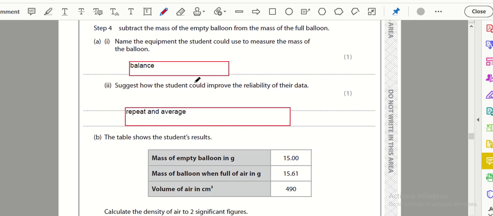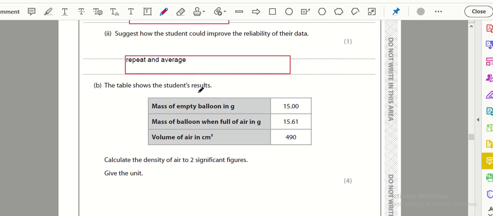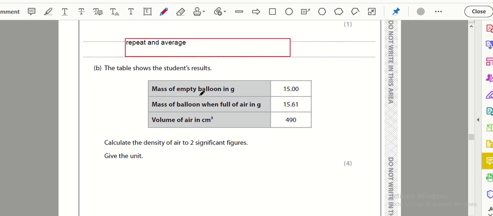It is balance. Suggest how student could improve reliability of their data. He could repeat the procedure and average the result. Table shows the student result.